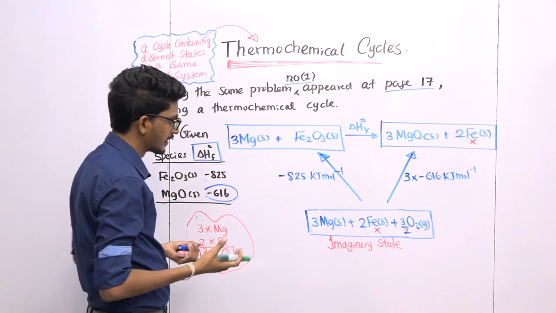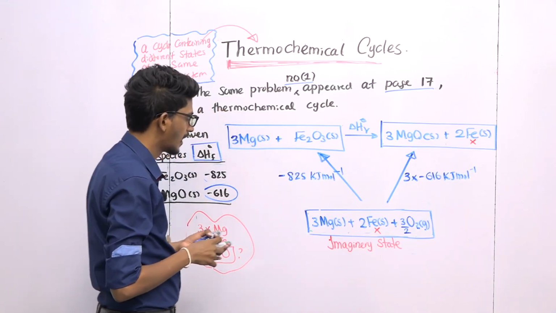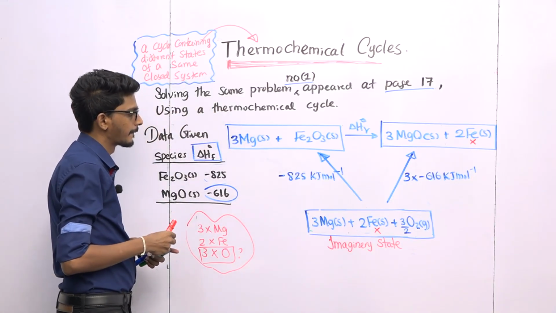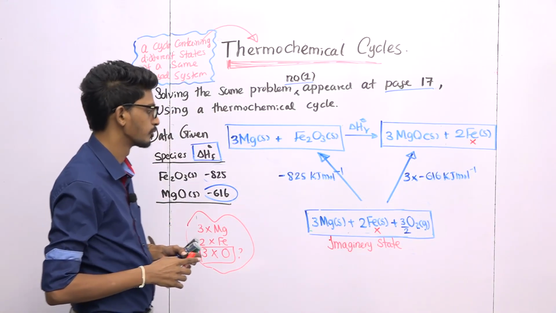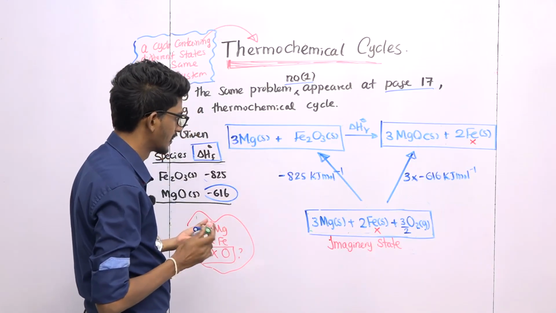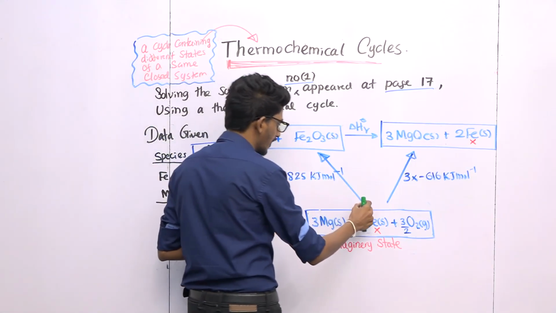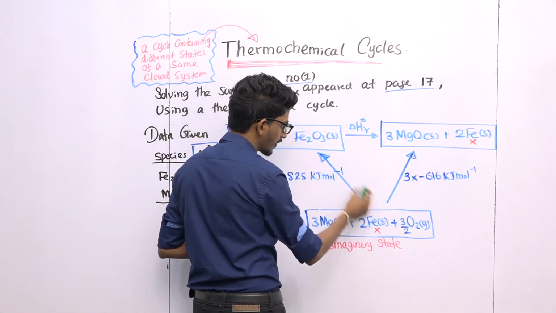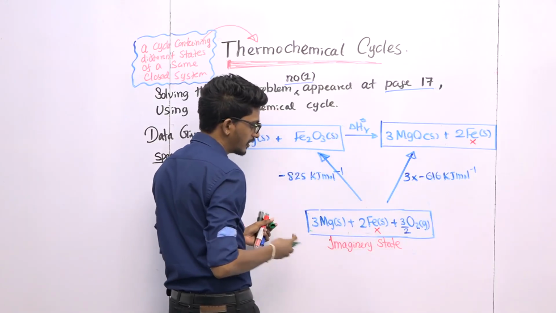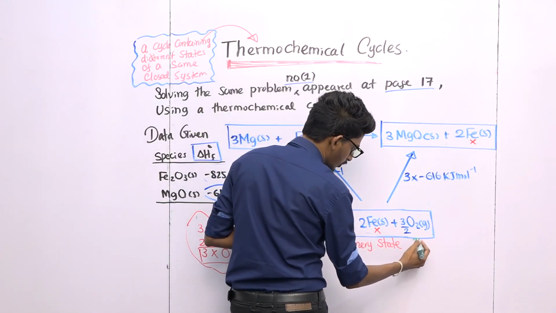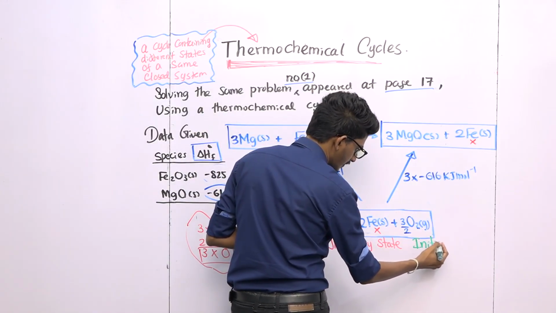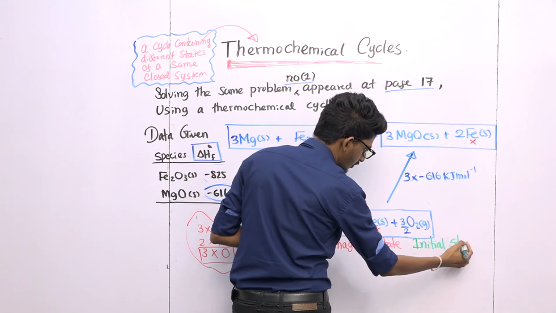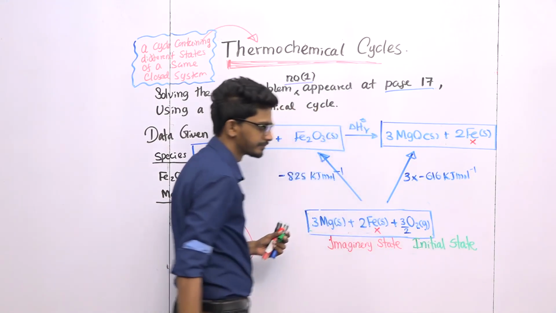The initial state is the state where all the arrows begin. So what is that? All the arrows are starting from this state, right? So this is your initial state.